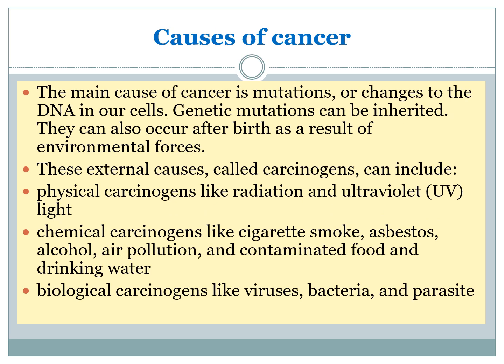Causes of cancer. The main cause of cancer is mutations or changes to the DNA in our cells. Genetic mutations can be inherited. They can also occur after birth as a result of environmental forces. These external causes are called carcinogens, which include physical carcinogens like radiation and ultraviolet light, chemical carcinogens like cigarette smoke, asbestos, alcohol, air pollution, and contaminated food and drinking water, then biological carcinogens like viruses, bacteria, and parasites.